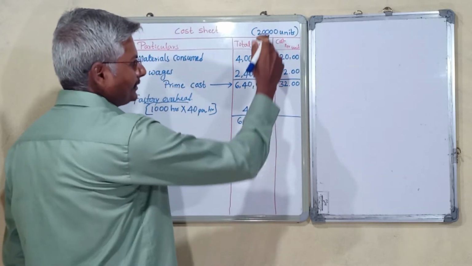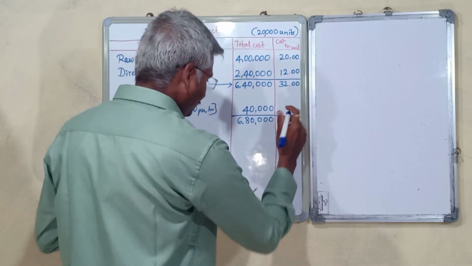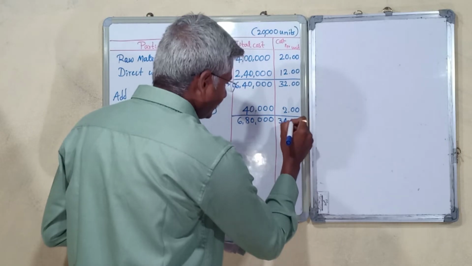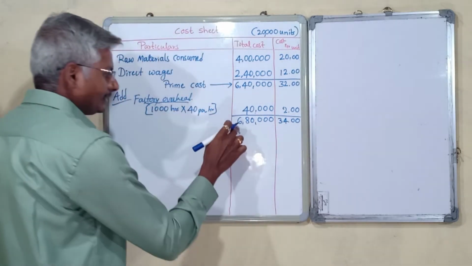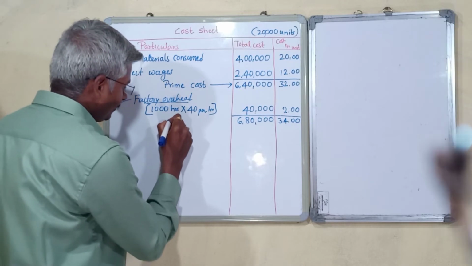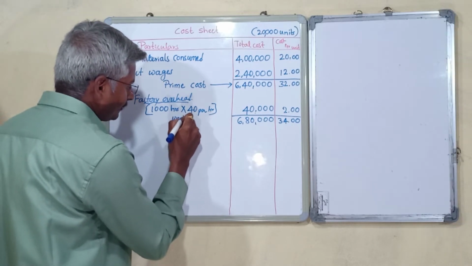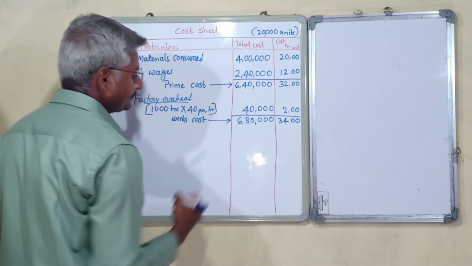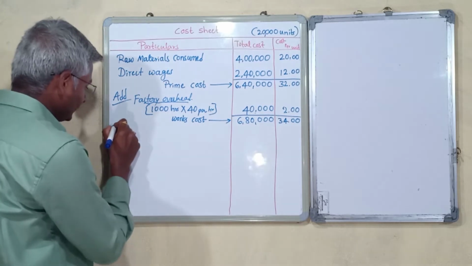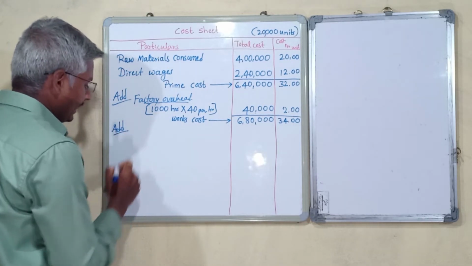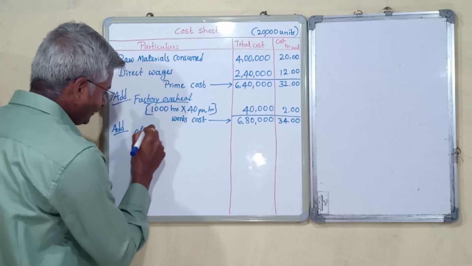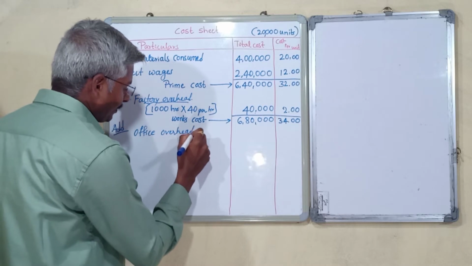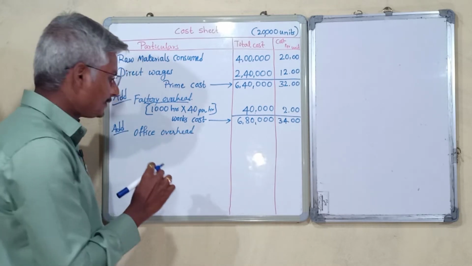Then 40,000 divided by 20,000 is 2 rupees. 6 lakhs 80,000 divided by 20,000 is 34 rupees. This we call as works cost or factory cost. Then the next would be add office overhead. Office overhead or administrative overhead.